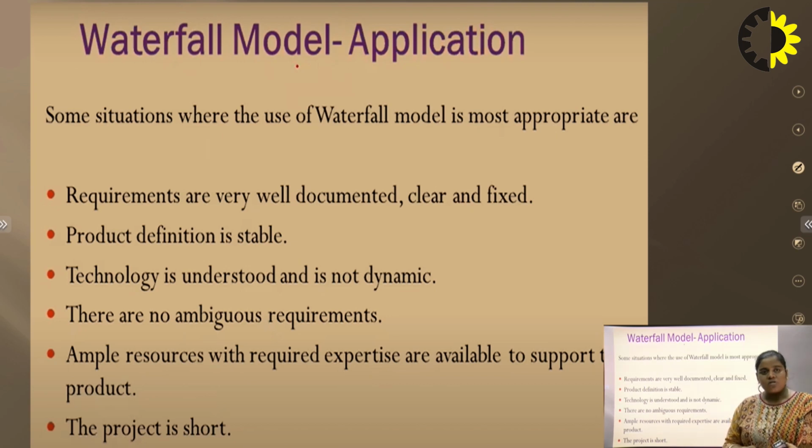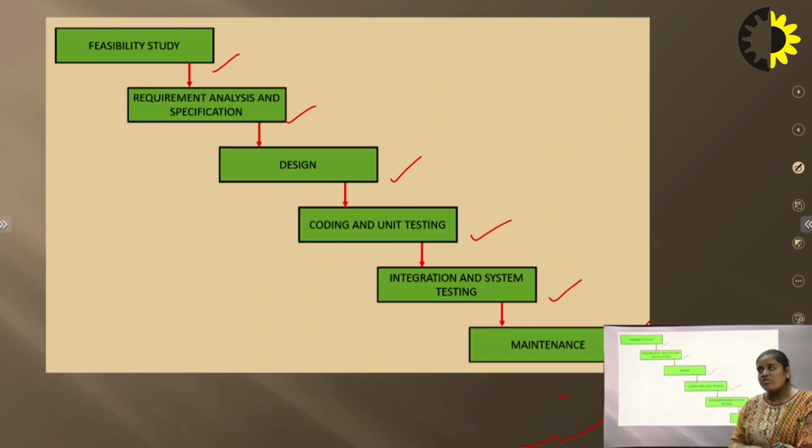But it also has some disadvantages. If anyone faces any difficulties related to the coding and testing phase, in the waterfall model we do not have an option to roll back to the design phase. If we want to make any correction, we have to start from the first phase, that is the feasibility study. So this is the main disadvantage of the waterfall model. Here we do not have an option to roll back to the previous step.